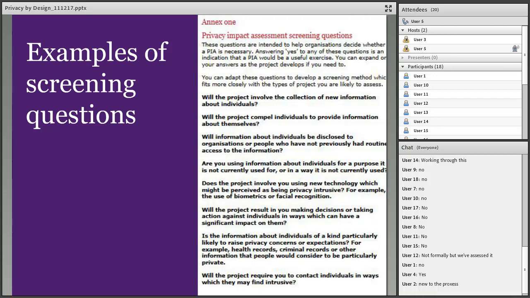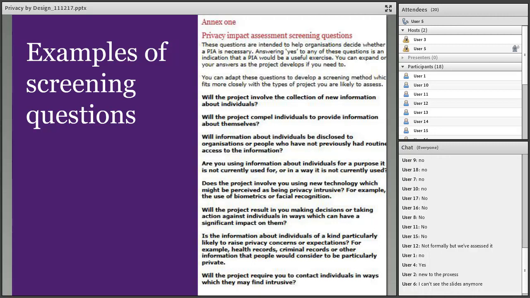Okay, so we thought this slide was quite important, so I'm just going to read through some of the questions that are asked here. So the first one is, will the project involve the collection of new information about individuals? Will the project compel individuals to provide information about themselves? Will information about individuals be disclosed to organisations or people who have not previously had routine access to the information? Are you currently using information about individuals for a purpose it is not currently used for, or in a way it is not currently used?